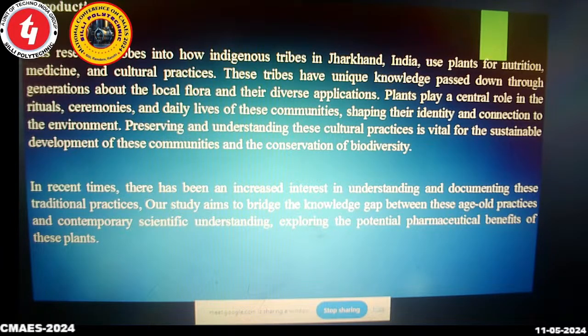Preserving and understanding these cultural practices is vital for the sustainable development of these communities and the conservation of biodiversity. In recent times, there has been an increased interest in understanding and documenting these traditional practices. Our study aims to bridge the knowledge gap between these age-old practices and contemporary scientific understanding, exploring the potential pharmaceutical benefits of these plants.